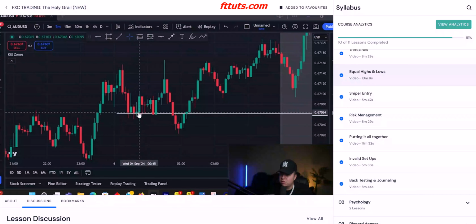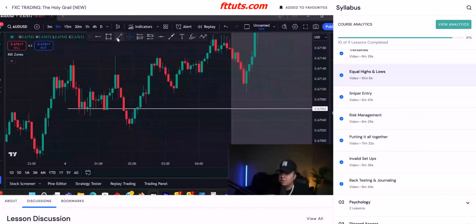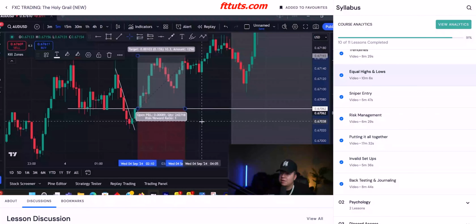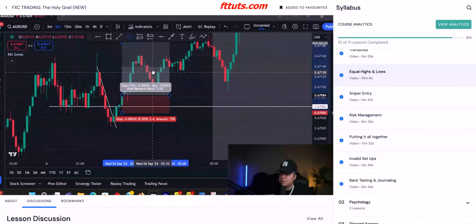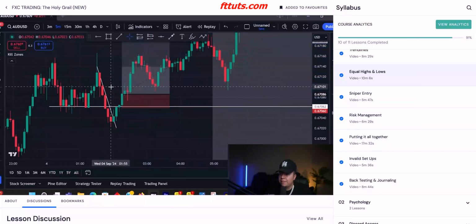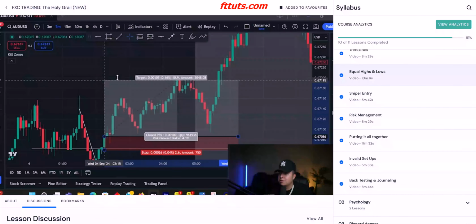All right, we got some equal lows right here. And if we were to trade this, we would put our trend line right here. We would enter on this candle. Or this candle's actually way better. This is the one we really want to see. And then look at the risk to reward on this.